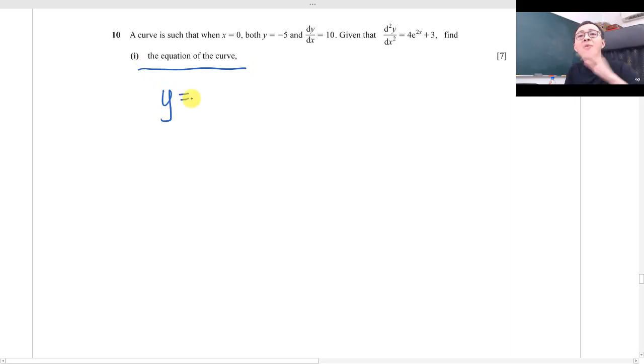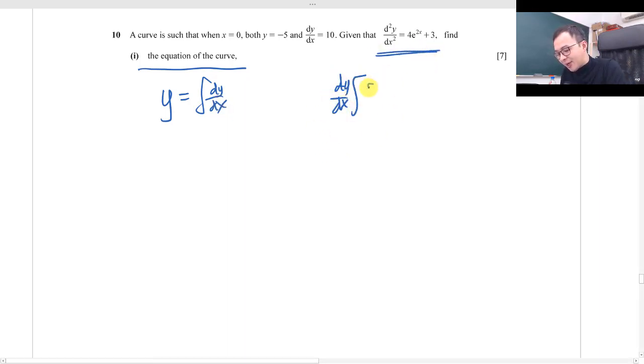You should know that in the whole IGCSE syllabus, there is only one way to get the equation of a curve, which is to integrate dy/dx. Whenever you see find the equation of the curve, you need to integrate dy/dx. But you don't have any equation for dy/dx. This is the reason why they give you the second derivative. So I want to get my first dy/dx by integrating the second derivative, d2y/dx squared.